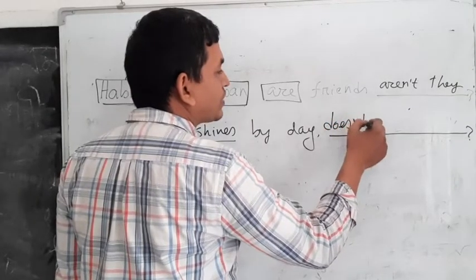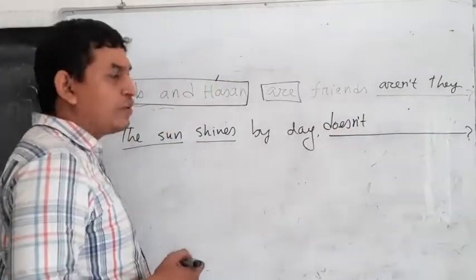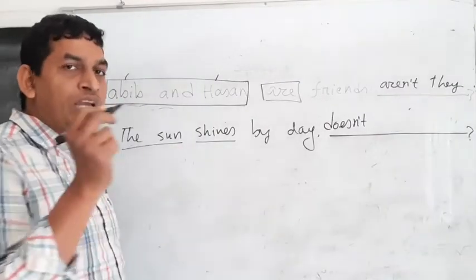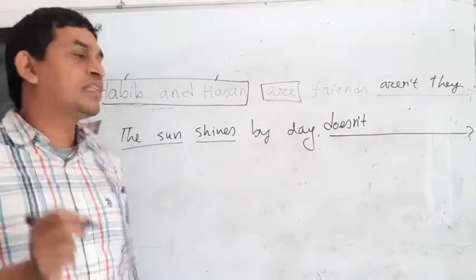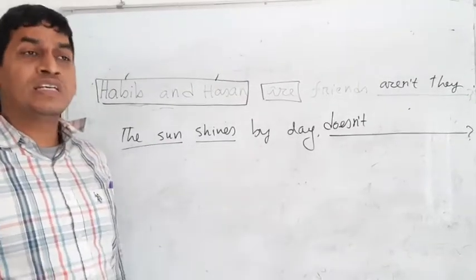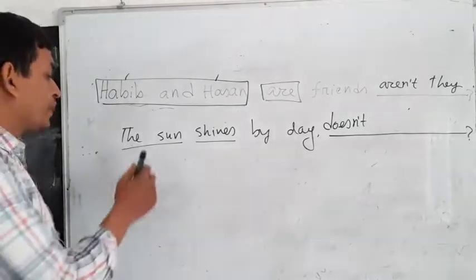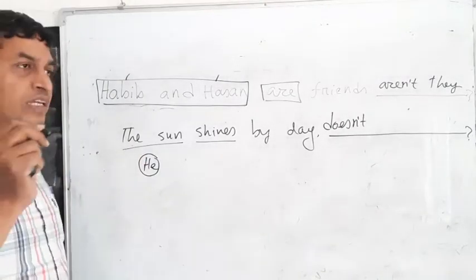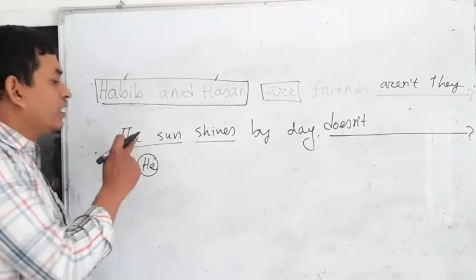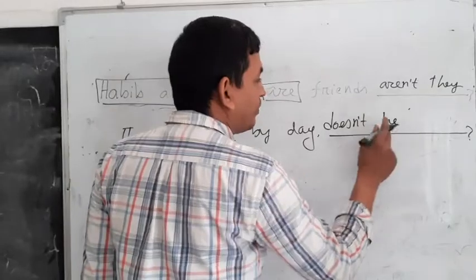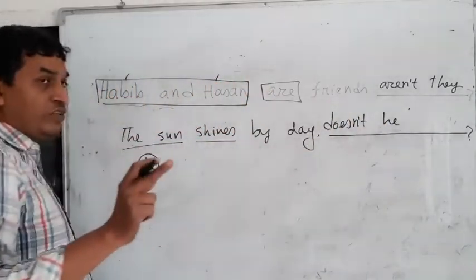As the statement is positive, we must write it negative. So we have to write doesn't. Then after writing doesn't, we have to use the pronoun of the subject. Here the subject is the sun. The sun is treated as a person. We must write he instead of sun. So here, the sun shines by day. We must write, the sun shines by day, doesn't he. We must write he because sun is not a normal subject.